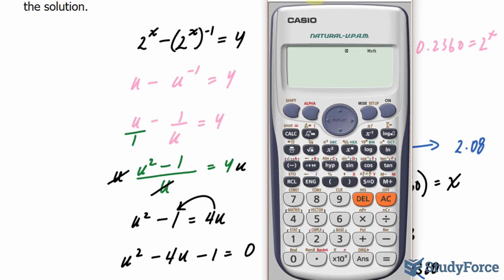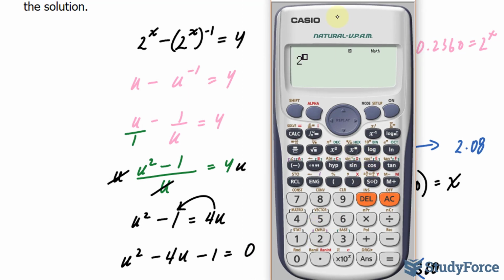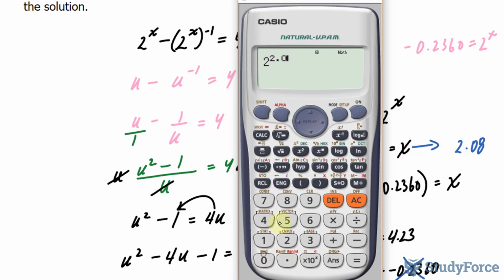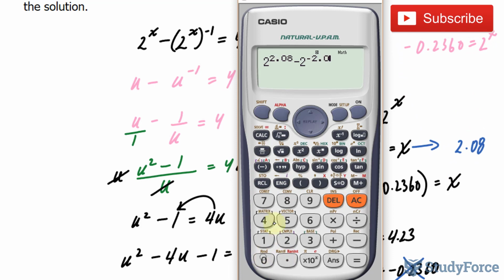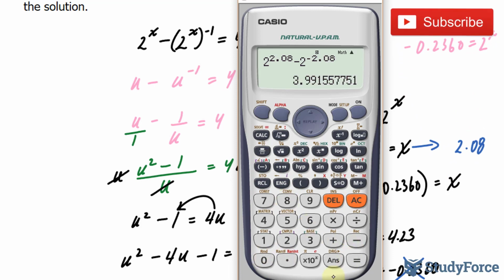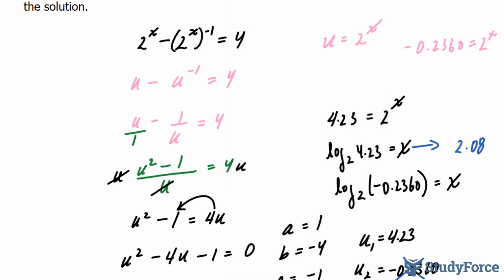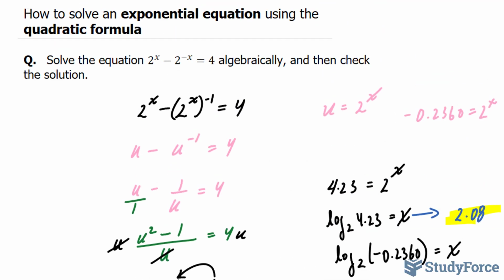Turning on our calculator, we have 2 to the power of 2.08 minus 2 to the power of negative 2.08. This gives us 3.99, and that was exactly what was expected. Therefore, the only solution here is 2.08, and that is how to solve exponential equations using the quadratic formula.